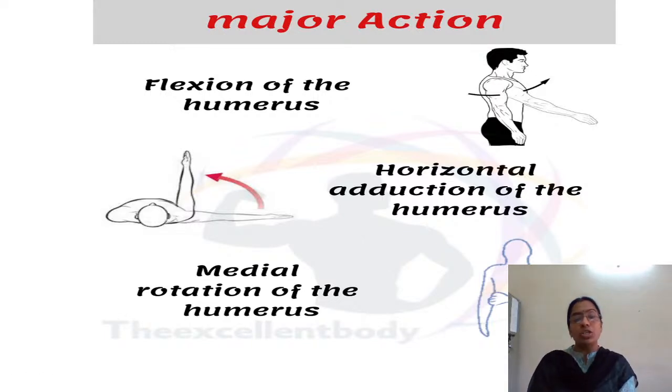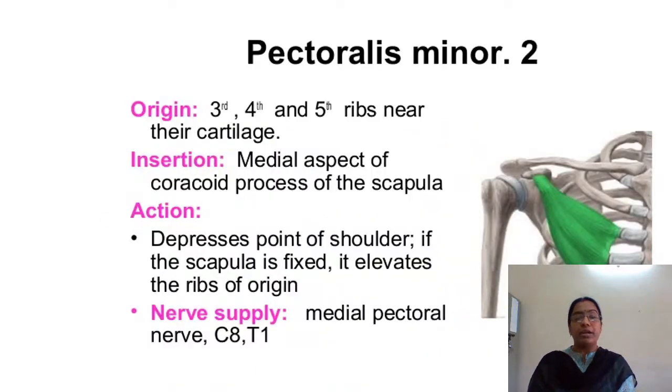So we have seen the origin, the insertion, the action and the nerve supply of the pectoralis major muscle. For each muscle you have to know all these things: origin, action, nerve supply and insertion. Let's follow the pectoralis minor muscle. The pectoralis minor is also a triangular shaped muscle, but not so broad.